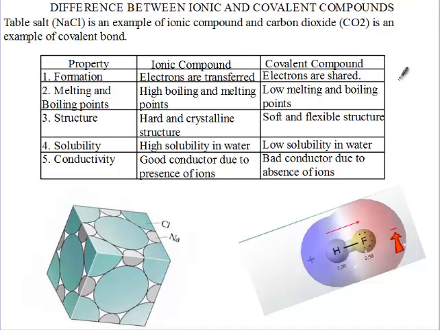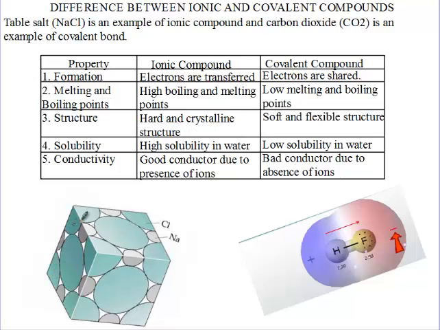Now let's see the melting and boiling points. Melting and boiling points are high in ionic compounds. Melting and boiling points are low in covalent compounds. The reason is the transfer of electrons. Once the transfer is done, we can take it as the amount of loyalty each atom has to the compound is higher than just the sharing of the electrons.